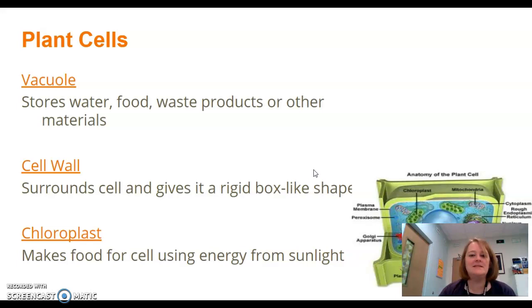And then last but not least in plants, we have chloroplasts. Chloroplasts are filled with chlorophyll. It's what makes them green, and it's where photosynthesis occurs. So if you look at a plant, you have very, very few, if any, mitochondria, but they are chock full of chlorophyll, which is in the chloroplasts.